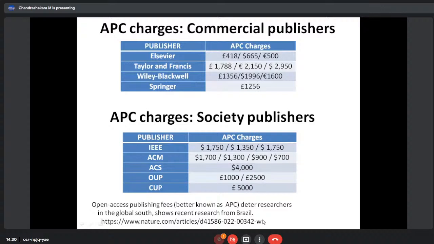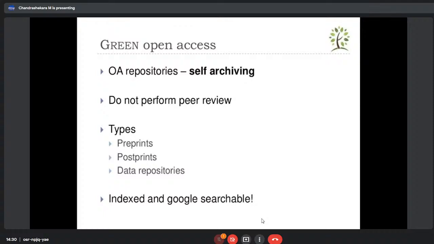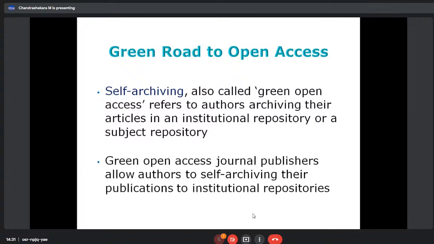So green open access, the other one I told you about, uses repositories. Sometimes it is self-archiving. They do not perform peer review, or sometimes they do, or after that they do. Types: preprints, postprints, data repositories. These are the three types of documents we can see. They are indexed and Google searchable, because they follow indexing, and in Google you can also search. So this self-archiving concept I told you is green open access. It refers to authors archiving their articles in an institutional repository or a subject repository, as I already told you. There are many universities and institutions developing their own repository, which is called an institutional repository. For that, they are using some software.